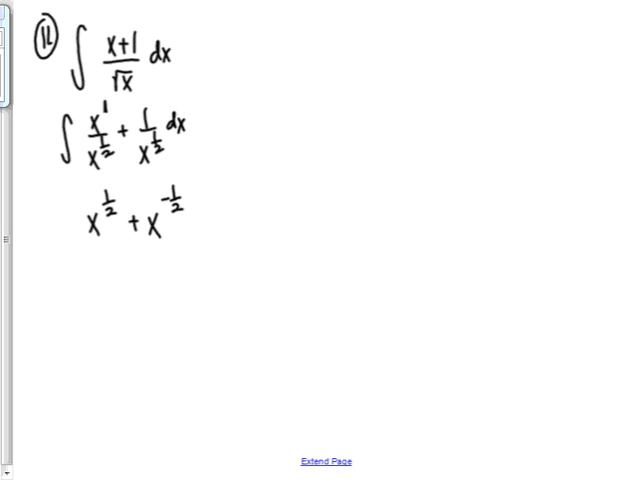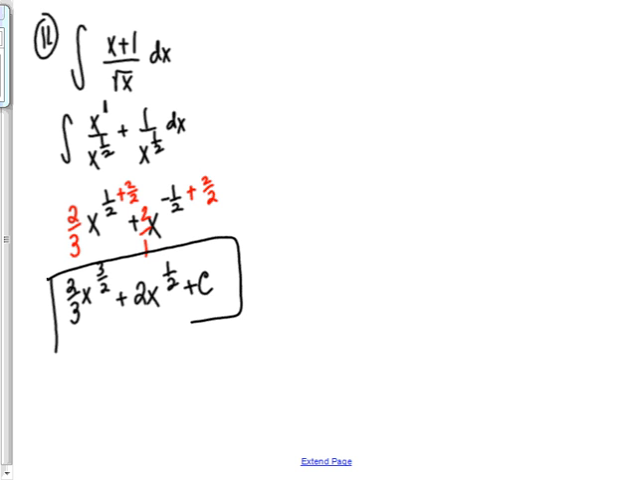Okay, so fractions. Add 1 to it, but we're going to write 2 over 2. So what new power do I get? I get 3 over 2, and dividing by 3 over 2 is the same as multiplying by 2 over 3. Add 1 to it here. So what new power do I get? I get 1 over 2, and dividing by 1 over 2 is the same as multiplying by 2 over 1. So I would get 2/3 x to the 3 halves plus 2 x to the 1/2 plus c. Okay, don't make fractions hard.